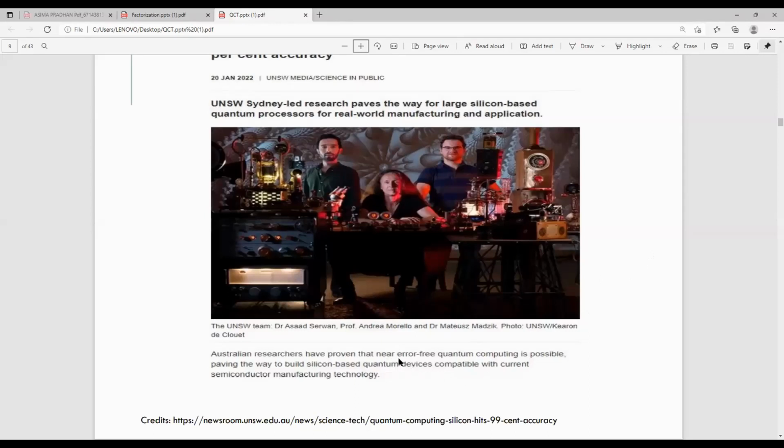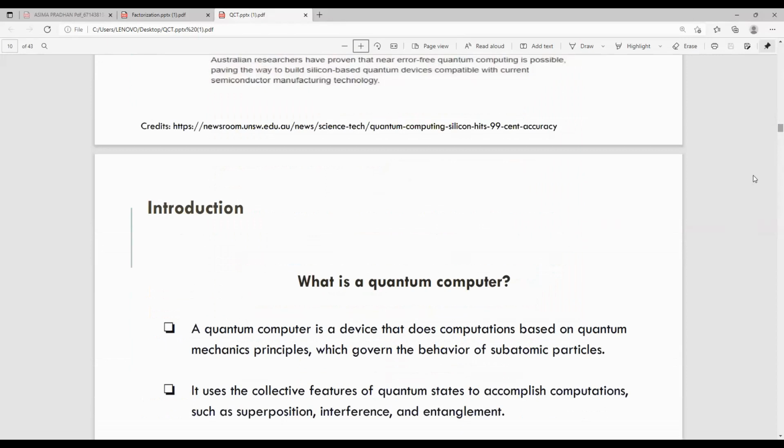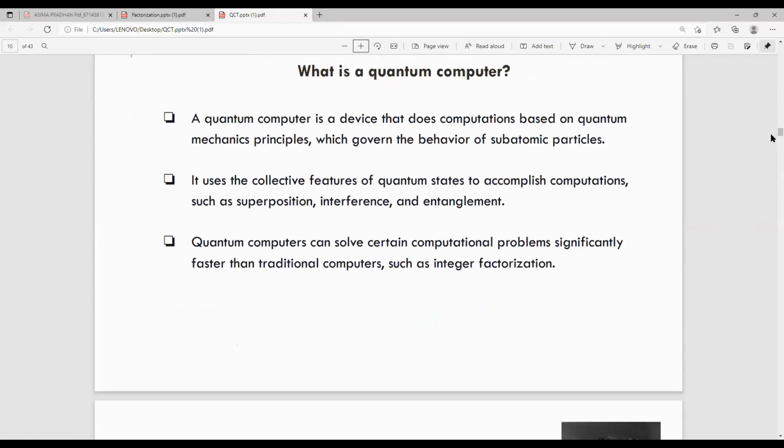And you see this error-free quantum computing, because error is a big problem. Because quantum is very sensitive, error plays a very significant role. Most of the computers are noisy, with a lot of error. How do you minimize the error? How do you correct the error? If you can have a chip which is error-free, that attracts a lot of attention. So a lot of work is going on. Google has its own program, Microsoft has its own program. Now, what is a quantum computer?